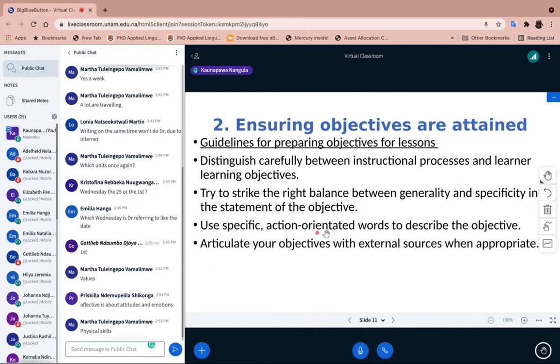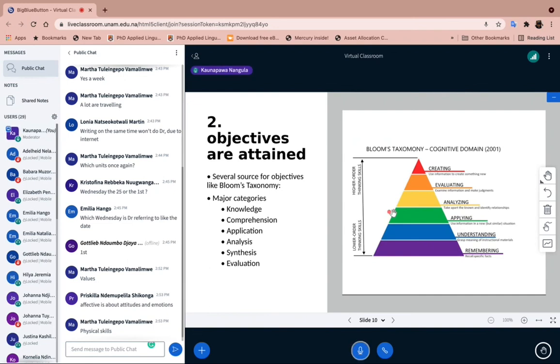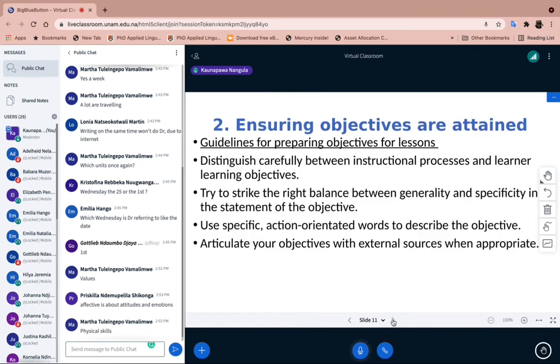Then use specific and action-oriented words to describe the objective. I haven't seen all the different subjects' syllabi, but the one I'm very familiar with is the one for English, and some of the objectives really have used action-oriented words. I had another slide, but it's not showing right now; I'll include it in the notes. It shows the action words you can use when creating objectives, but also when setting up your lesson activities, you can use those verbs to guide you, because objectives, for the most part, we really have no control over. And then articulate your objectives with external sources when appropriate.